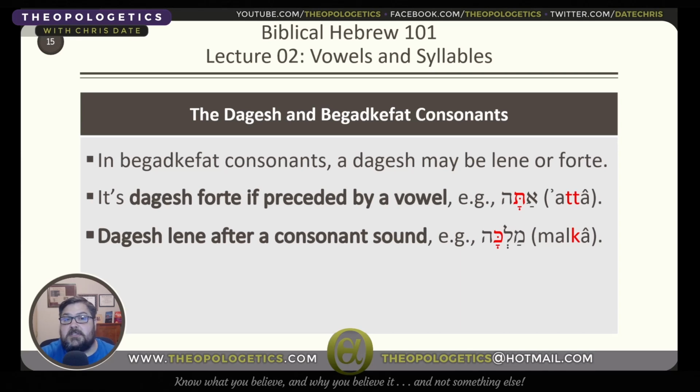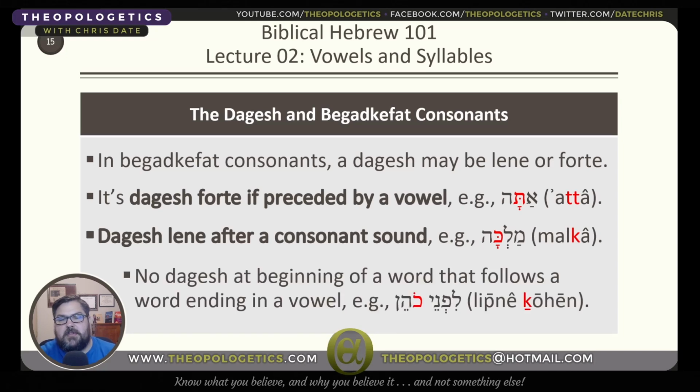And you'll notice the Shewa, the two vertical dots, and you'll learn about that in this lecture, under the lamed there, the second character. That's an indication that you have two syllables here, the first of which is closed, mal. So the kaf with the dagesh in it is immediately following a consonant sound, that l sound. It's not following a vowel sound. And so therefore we know that this is a dagesh lena, not a dagesh forte. So this isn't M-A-L-K-K-A, it's M-A-L-K-A.